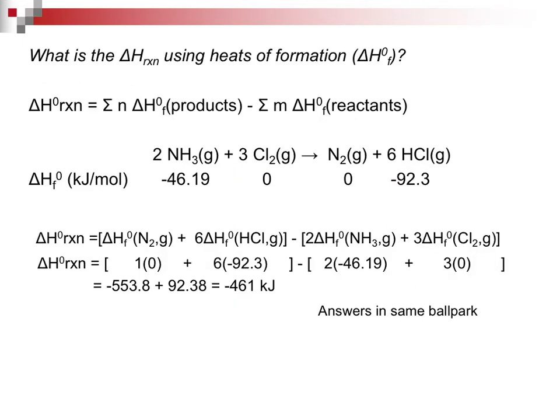Another example is, well, not another example. You could do the same process using the heats of formation. I'm not going to talk through it. You can go through it by yourself. All of these numbers come out of a table, and being Hess's law, what we have are products, and we subtract from them the reactants. Putting in the numbers, what we get is minus 461.